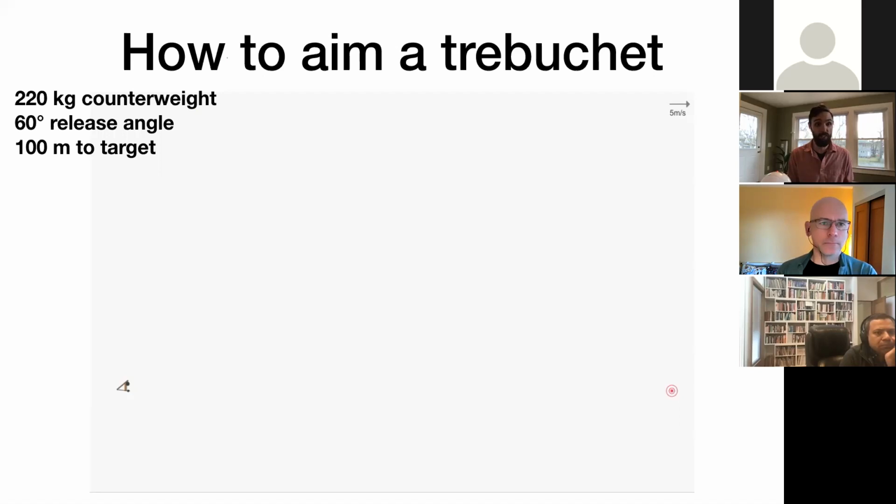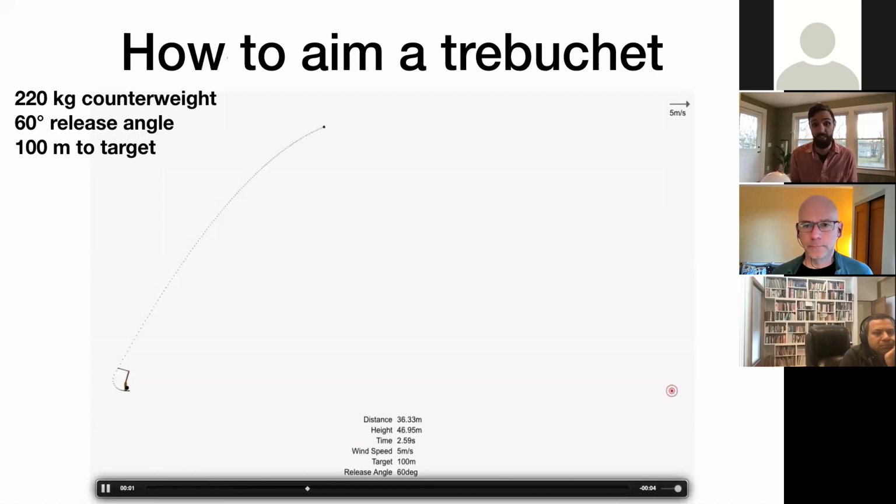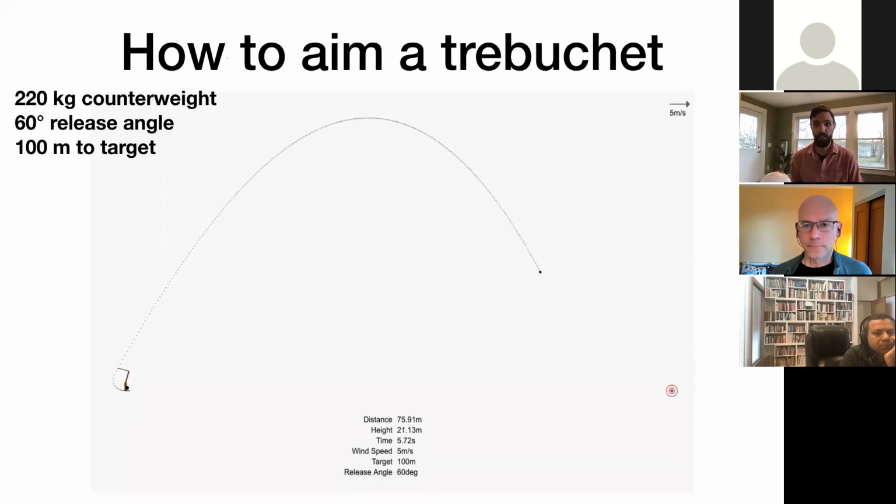I can really just change two things. I can change the weight of the counterweight that's going to crank the arm of the trebuchet around to throw my projectile at the target. And I can change when we release the projectile. What angle should we release the projectile at? So I could just try. The easiest way to see if I'm going to hit this or not is to try and look at what happens. So with these parameters, 220 kilogram counterweight, 60-degree release angle, I come up about 15 meters short.